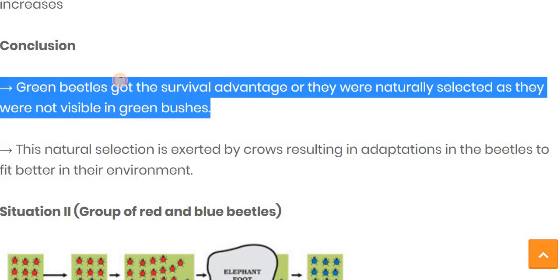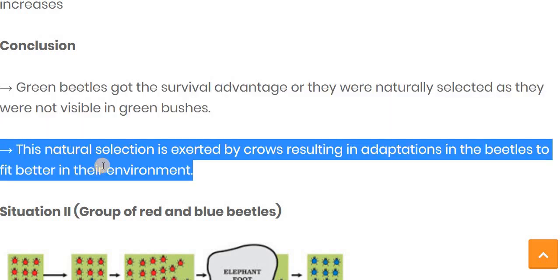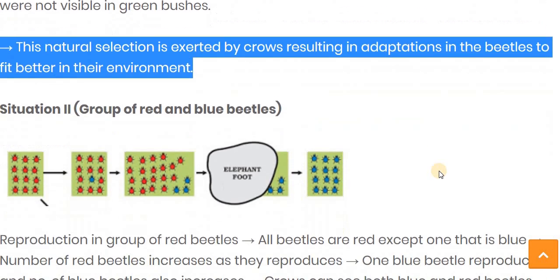So we can write two points in the conclusion. The first one: the green beetles got the survival advantage, or they were naturally selected, as they were not visible in the green bushes. And this natural selection is exerted by the crows, resulting in adaptation in the beetles to fit better in their environment.